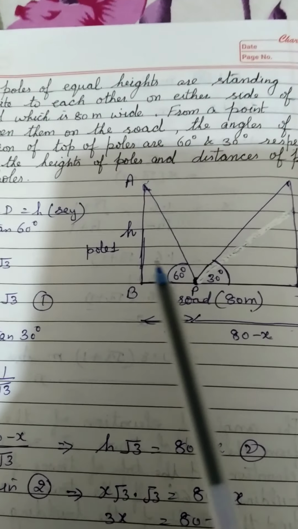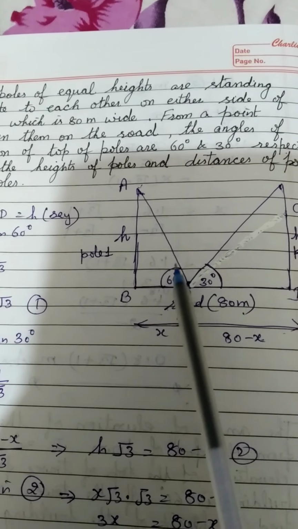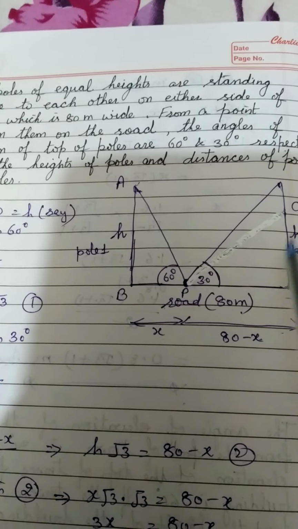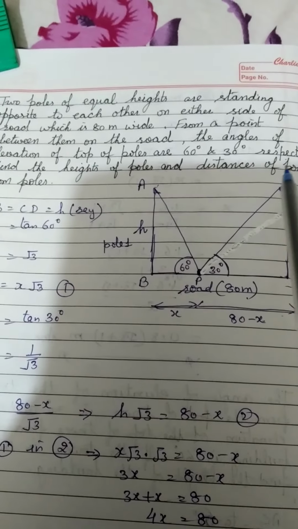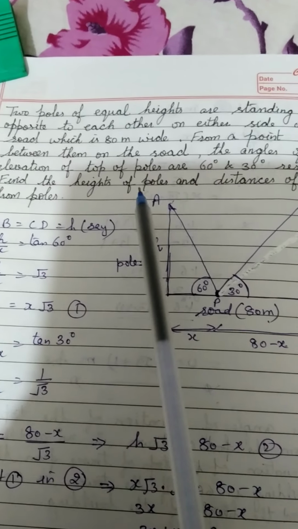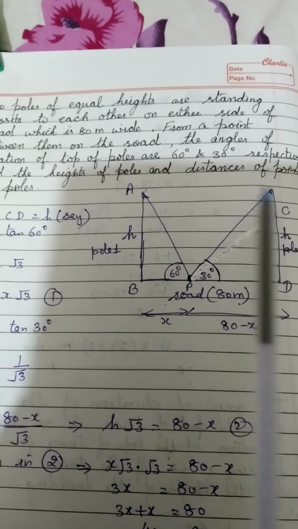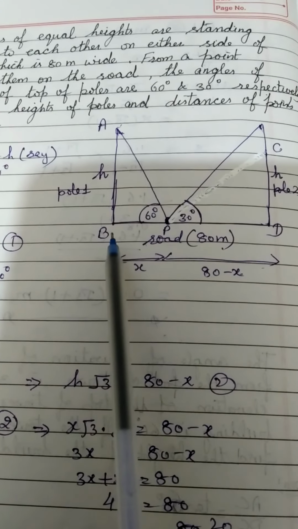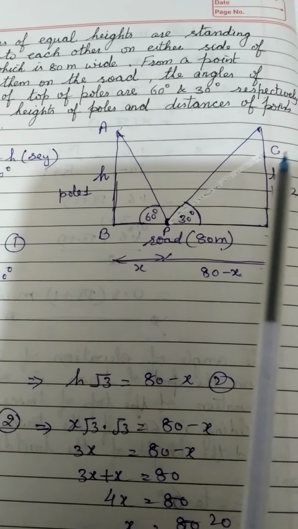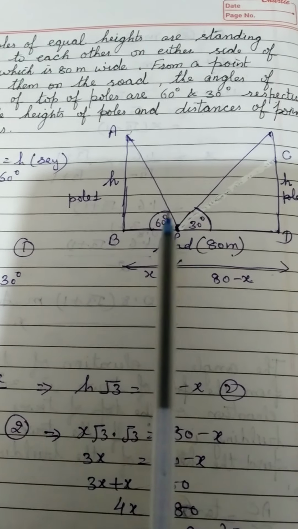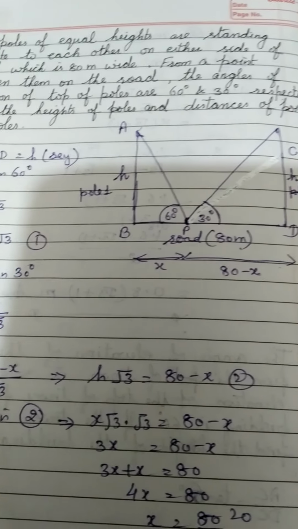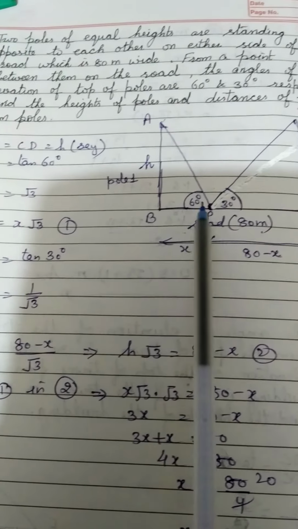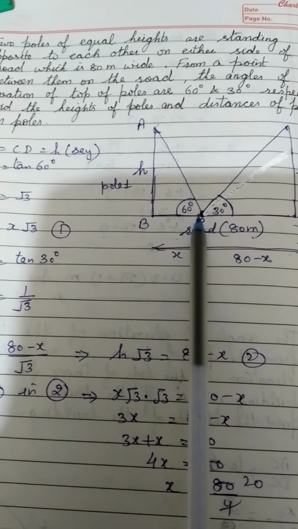The angle of elevation to the top of the first pole is 60 degree and the angle of elevation to the top of the second pole is 30 degree respectively. Find the heights of the poles and the distance of the point from the poles. Now we are to find AB, CD, BP and PD. Now we have two triangles, triangle ABP and triangle CDP.